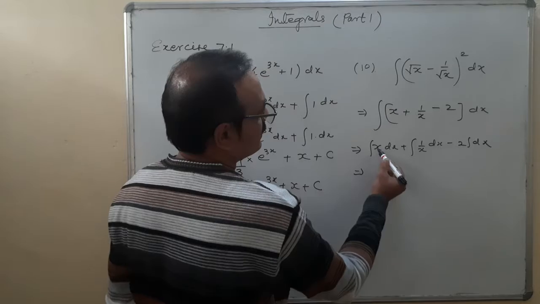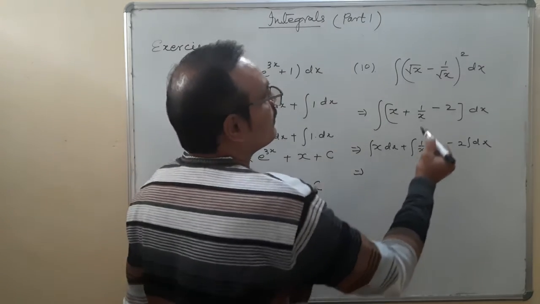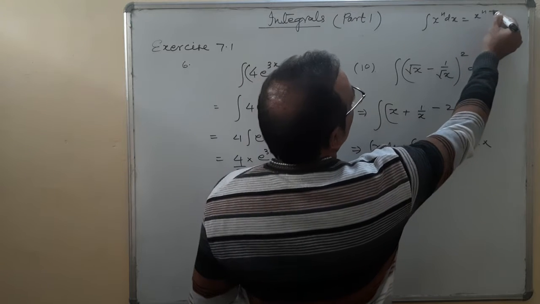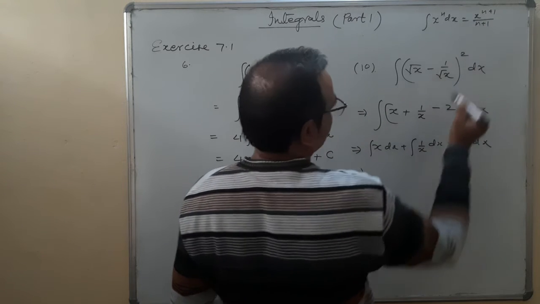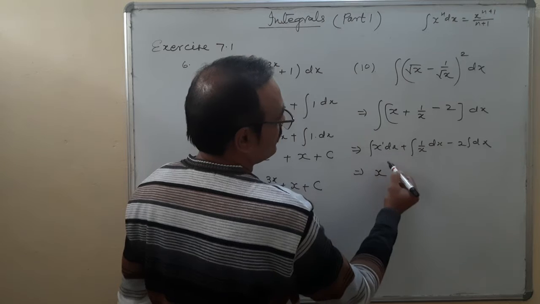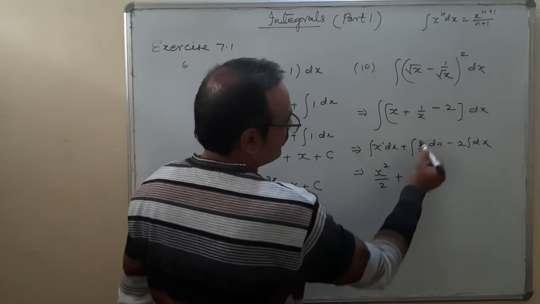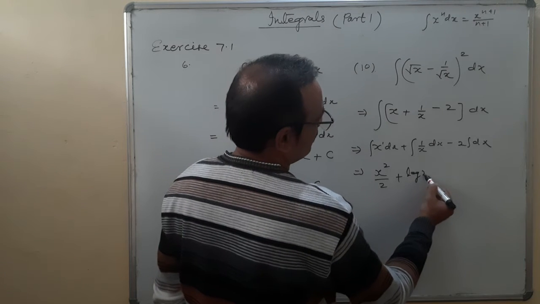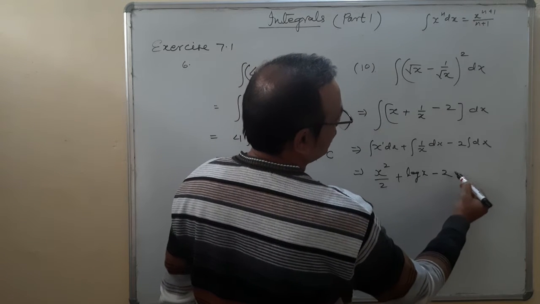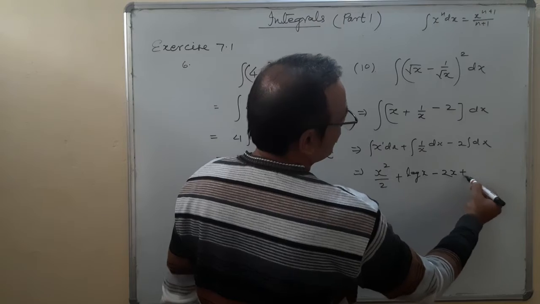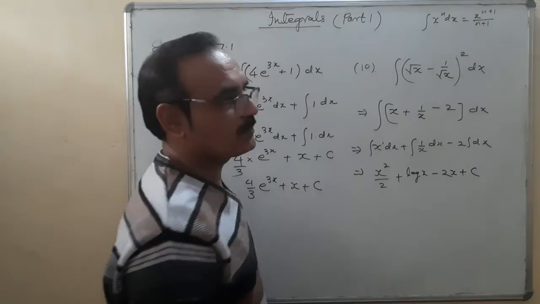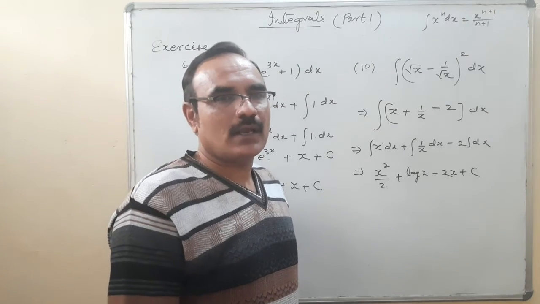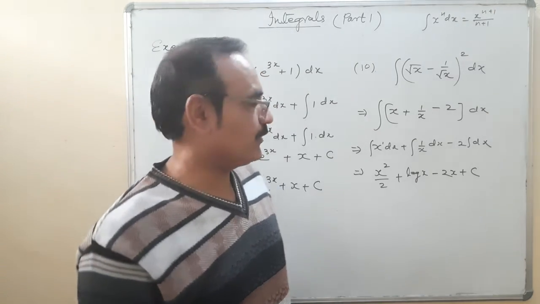Okay. Integration of x, the basic formula: integration of x to the power n dx is equal to x to the power n plus 1 upon n plus 1. So here x to the power 1, 1 plus 1, x square upon 2, plus integration of 1 upon x is log x, minus 2 integration of 1 is x, plus c. Because differentiation of constant term is 0 and integration of constant term is x variable. Okay.